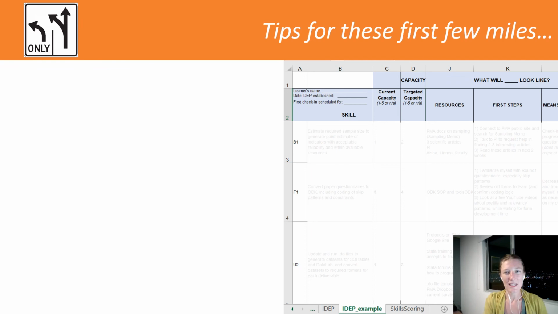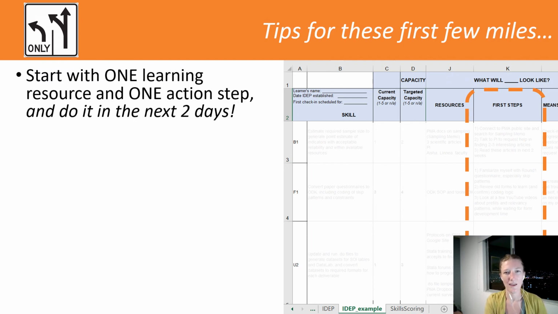Well, in the IDEP, we also look at the first steps to help you figure out what to do in these first few miles. I would highly suggest that you start learning that skill with one learning resource and one action step related to that learning resource. And to do this in the next 2 days, one of the hardest things with self-directed learning is getting started. So maybe you have that one YouTube video and you're going to watch it and try it out. Do it right then in the next 2 days.